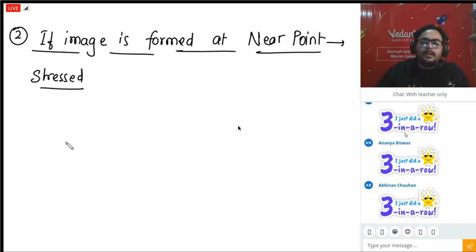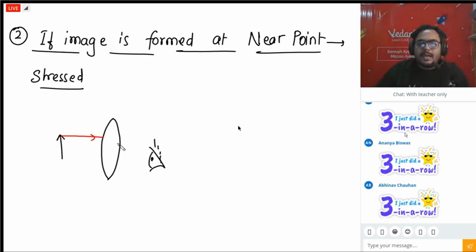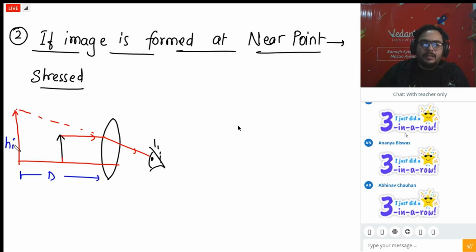Okay. So basically, if you have an object here and you have a lens here and you are looking from it, a ray will originate. And in this case, I want the image to be formed at the near point itself. So basically, I can say this position is your D, where image is being formed. This is your height of image. This is your height of object. Are you getting my point?